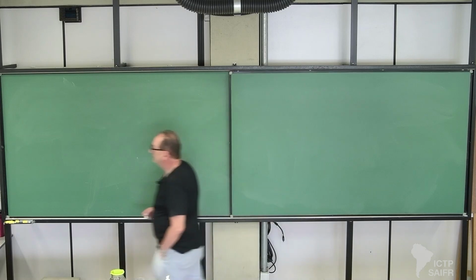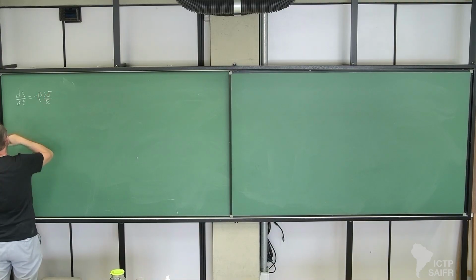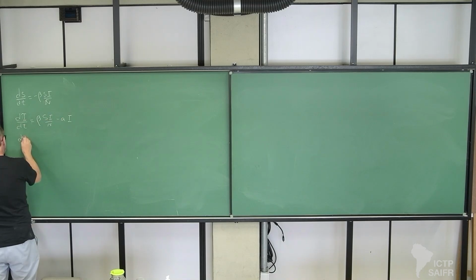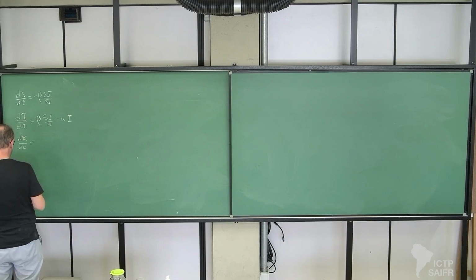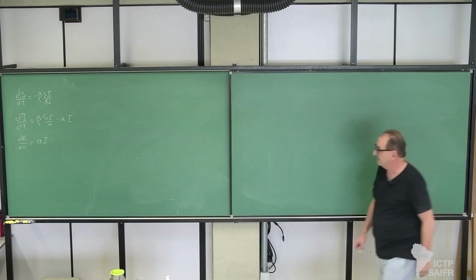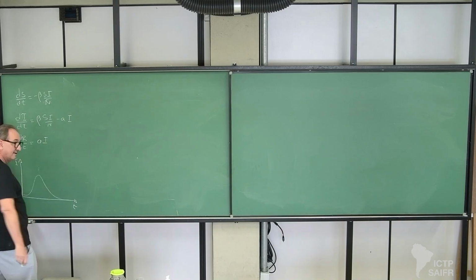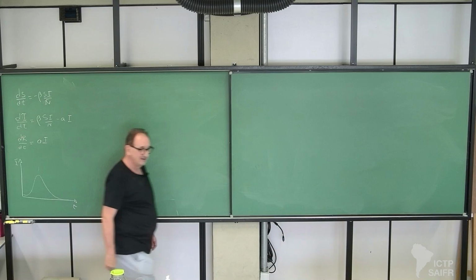So let me write again our model for reference. Okay, now there's this famous epidemic curve for the number of infected. It's just something like that, which has a peak. Okay? We want to know how to characterize this peak.